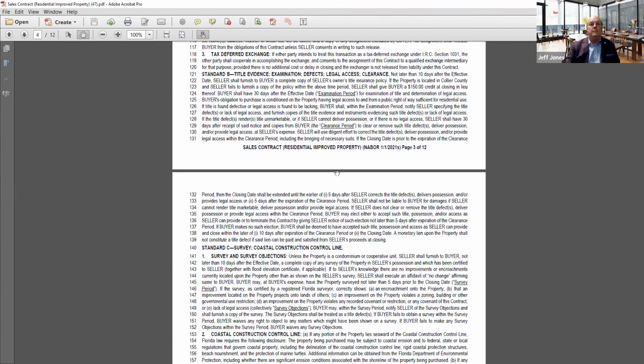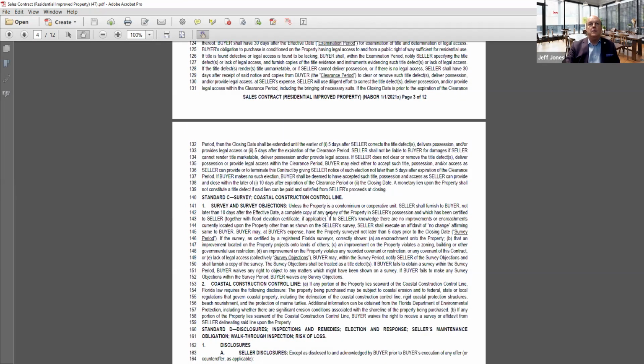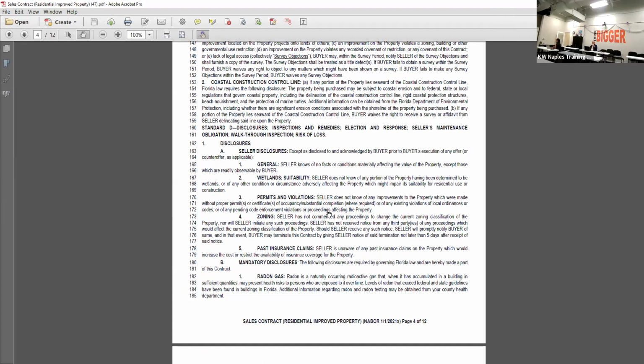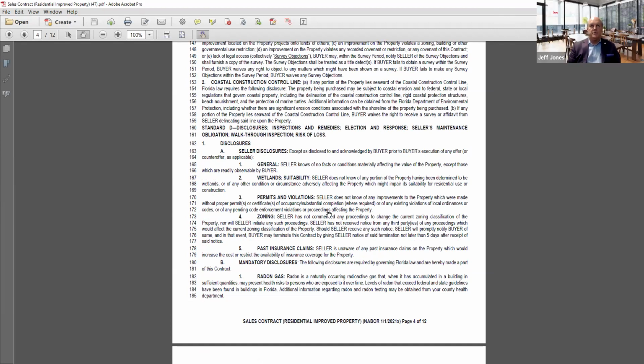Survey objections, but especially when you get down into disclosures. All right. So now the disclosures are basically saying to the seller, what do you know? And the seller knows of no facts or conditions materially affecting the value of the property, especially those that are not readily observable by the buyer. If it's land or you're buying a home in the estates and there's wetlands on the property where you cannot build or inhabit any of that, you need to know about that.